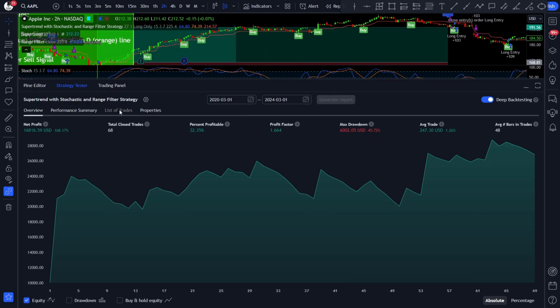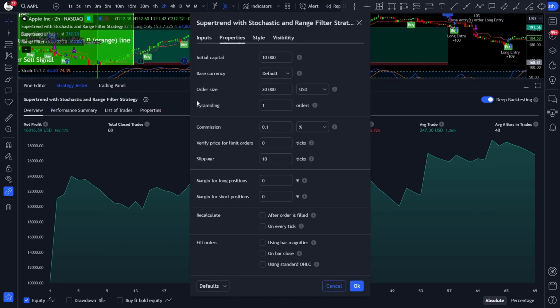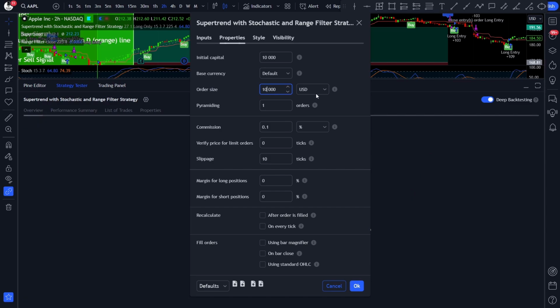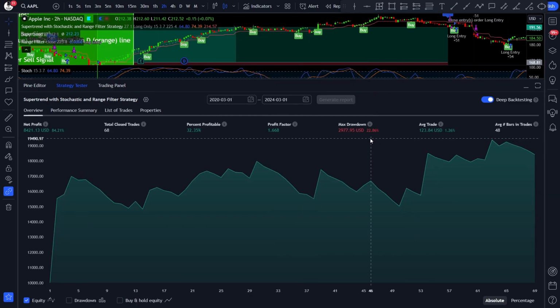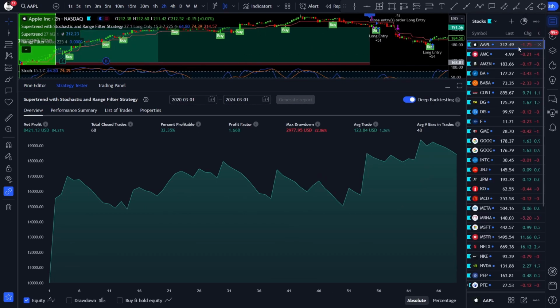As the drawdown is a bit high, let's set the position sizing down. Instead of 20,000, I will use only 10,000. And now we have a 22% maximum drawdown, but the profits are cut in half too. Now talking about the trade count, I know 68 trades is really low. But as I said, this strategy works on many other assets and time frames, so you can trade multiple stocks at the same time and get hundreds of trades per year. To demonstrate that, let's see a few other results on other assets.